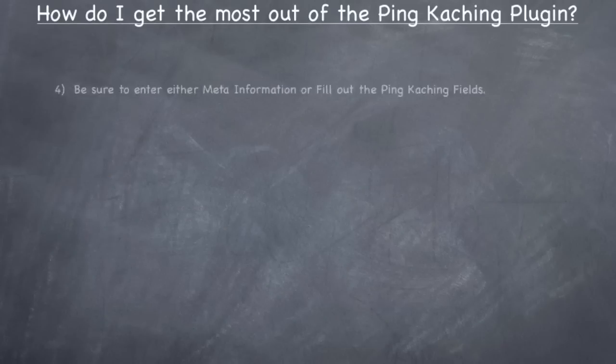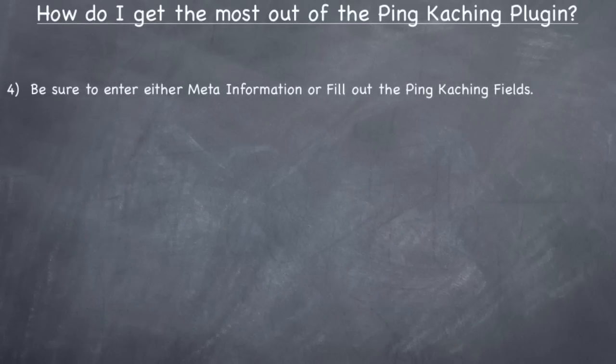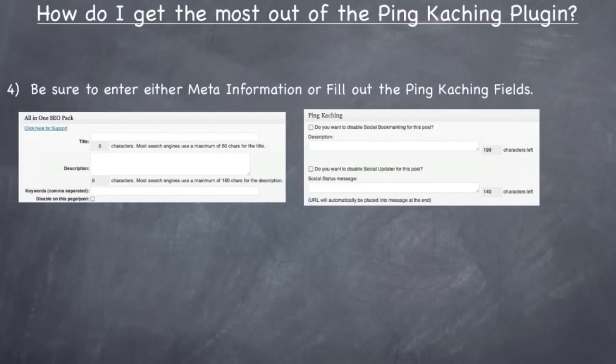4. When writing a new post, be sure to enter text into either the Kaching plugin box or to upload some meta information. Kaching will first take the text from the PK box, and if no text is found, it will then search for meta information to run for the bookmarks. If neither is found, the Kaching application will pull text directly from your blog post. This will work, but the text may not always be what you want, and it won't convert as much traffic from social bookmarking sites.